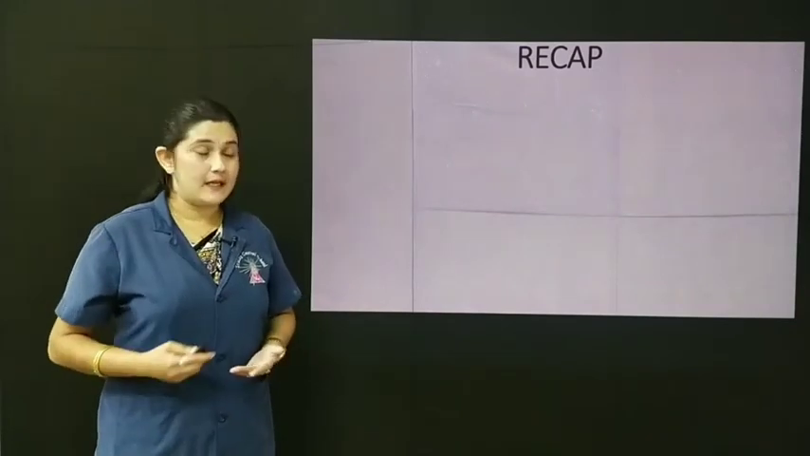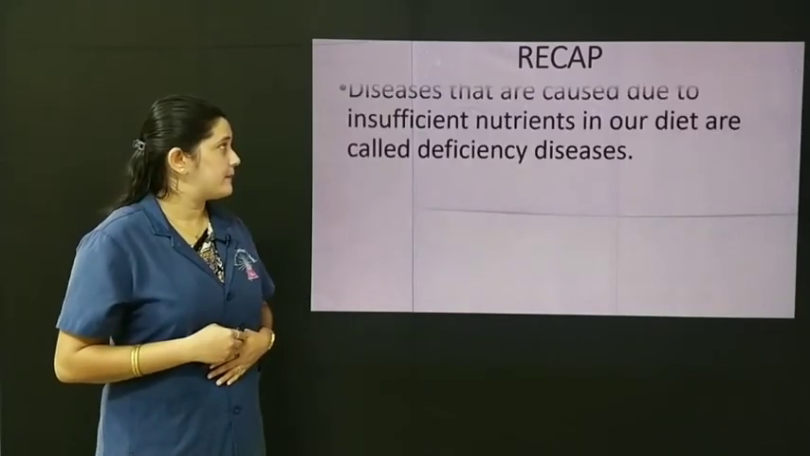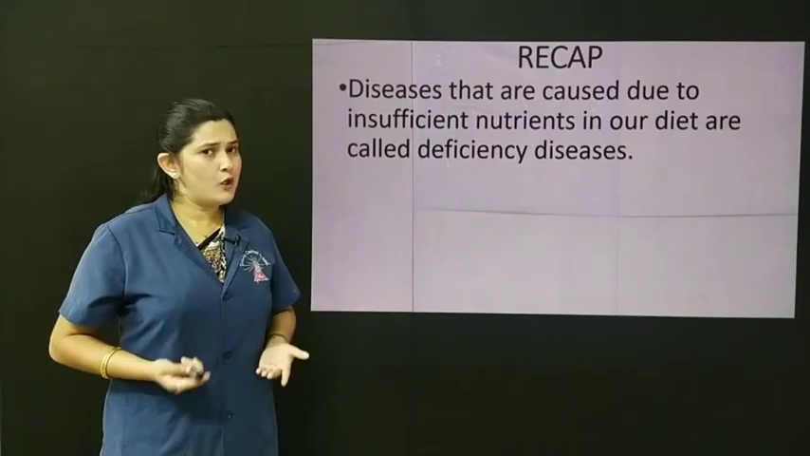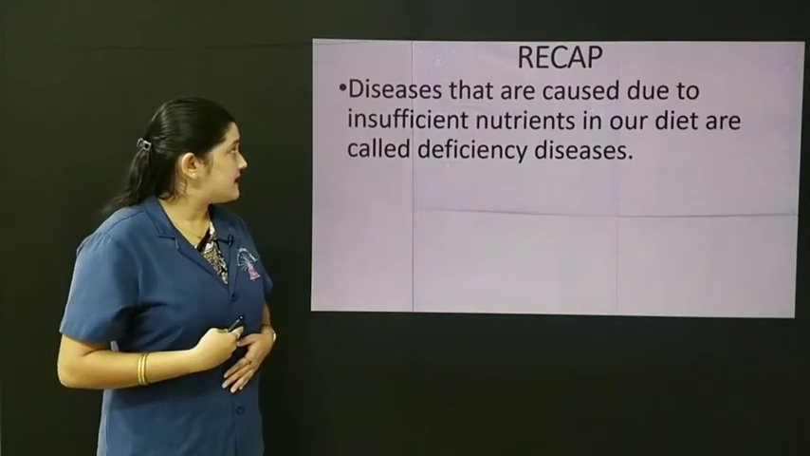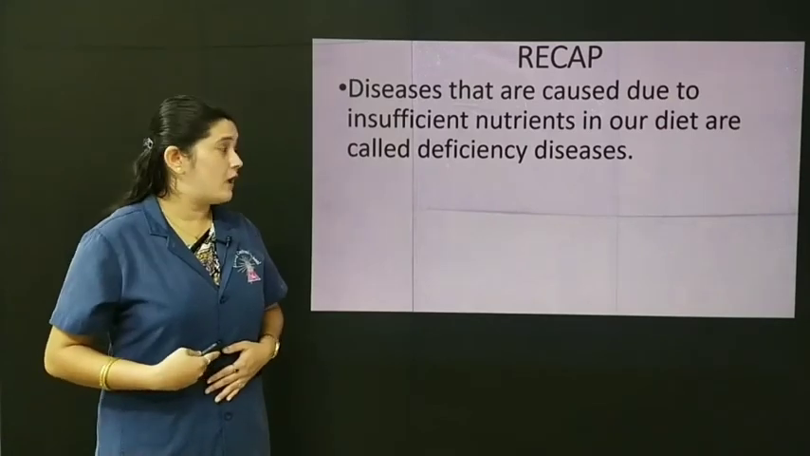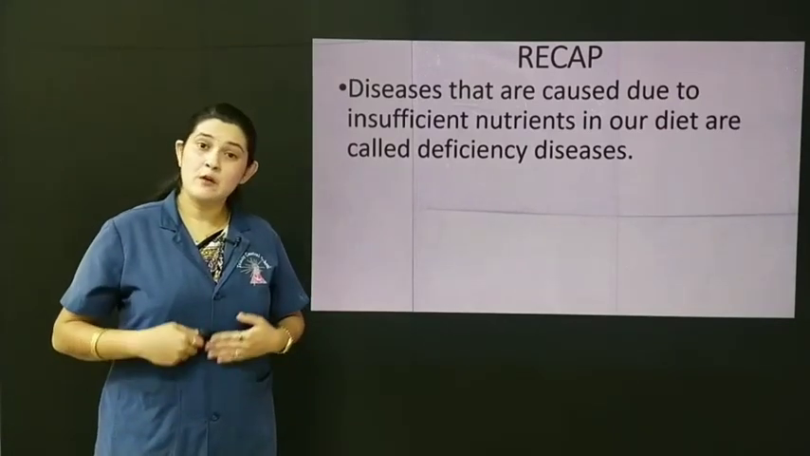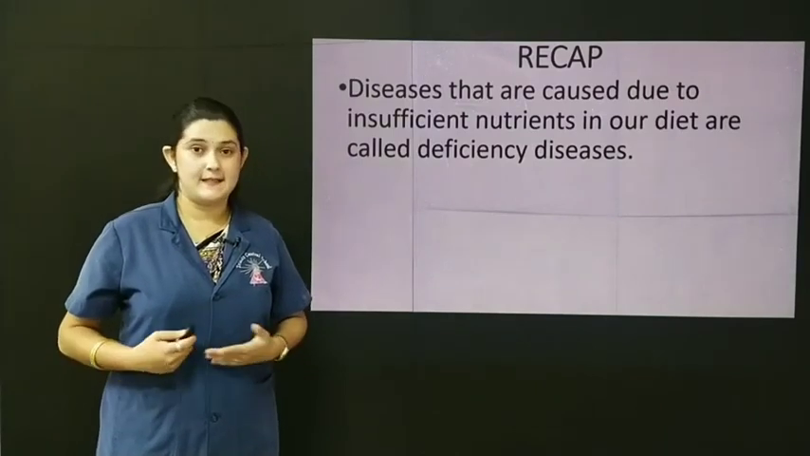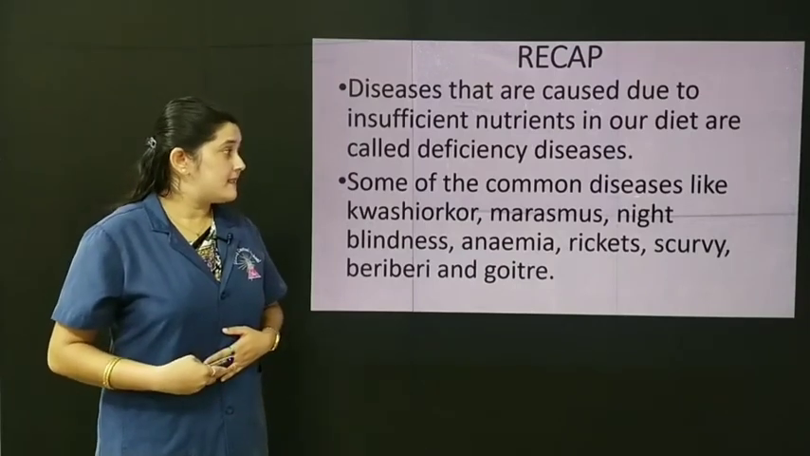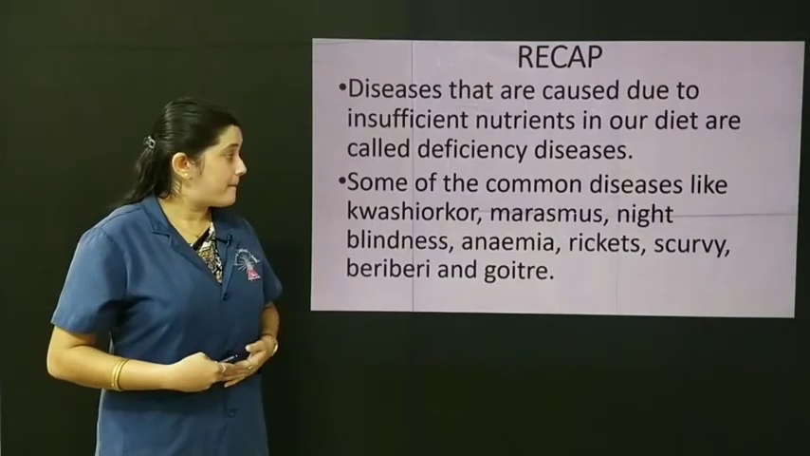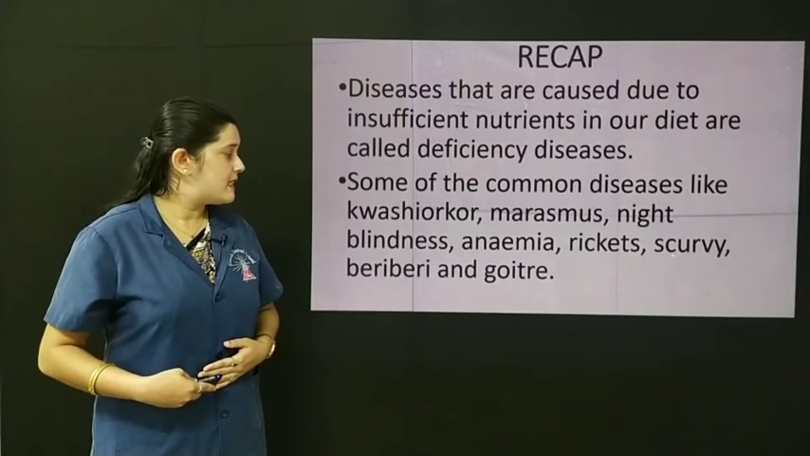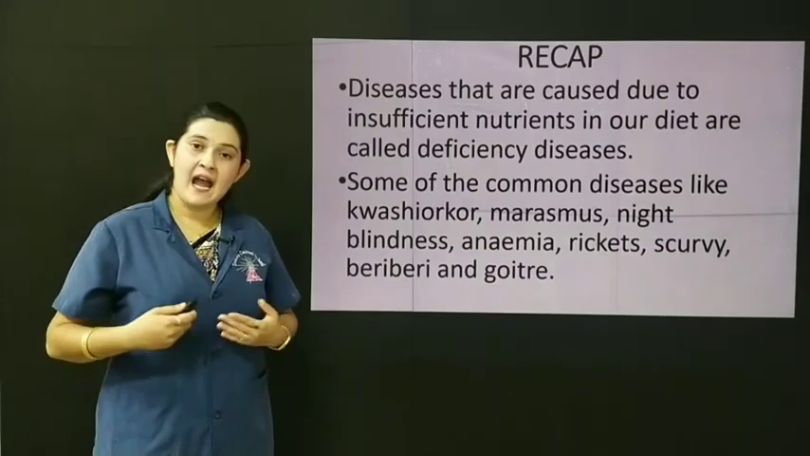Now, let us recapitulate by answering some of the questions. In today's class, you learnt about deficiency diseases. What do you mean by deficiency diseases? Diseases that are caused due to insufficient nutrient in our diet are called deficiency diseases. You learnt about different deficiency diseases. They are some of the common diseases like kwashiorkor, marasmus, night blindness, anemia, rickets, scurvy, beriberi and goiter.